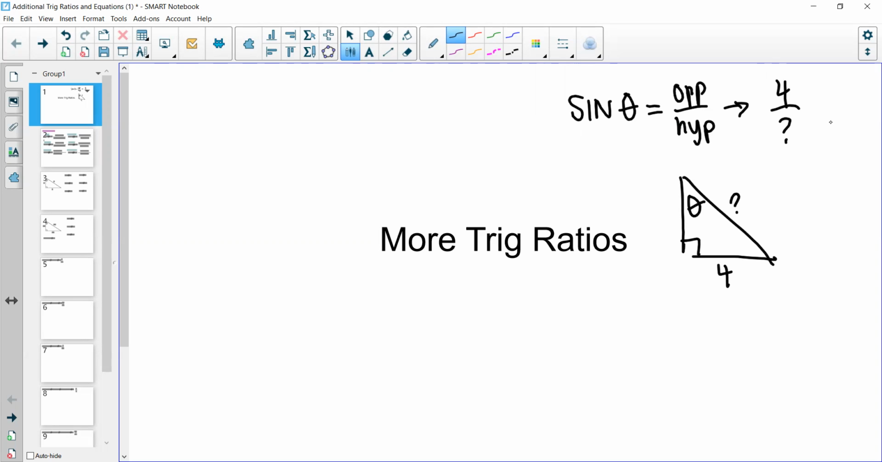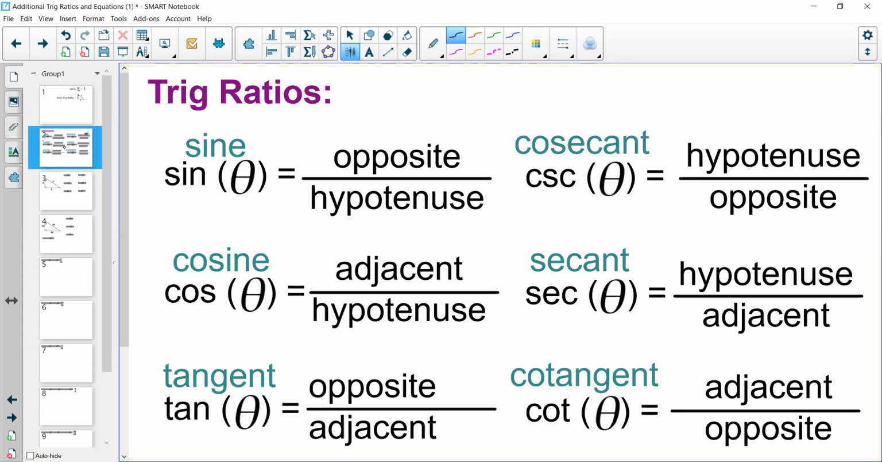So there are additional trig ratios that we can use that are related to sine, cosine, and tangent. The trig ratios are called cosecant, secant, and cotangent. And they're kind of the pair or the opposite that goes along with these trig ratios. So let's take, for example, sine, cosine, and tangent. Sine is opposite over hypotenuse, cosine is adjacent over hypotenuse, and tangent is opposite over adjacent.